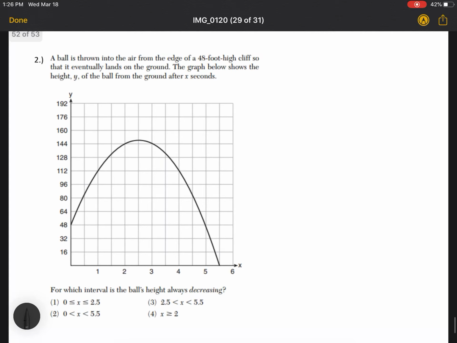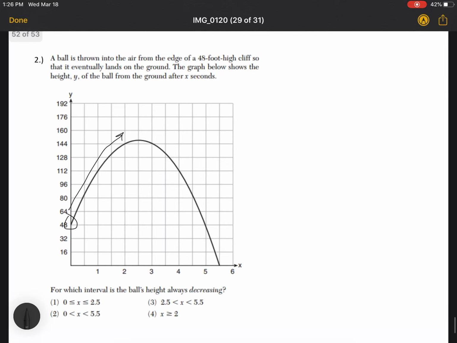Number 2, a ball is thrown into the air from the edge of a 40-foot high cliff. So here's where it's starting on that cliff, so that it eventually lands on the ground. The graph below shows the height of the ball from the ground after x seconds. For which interval is the height always decreasing?